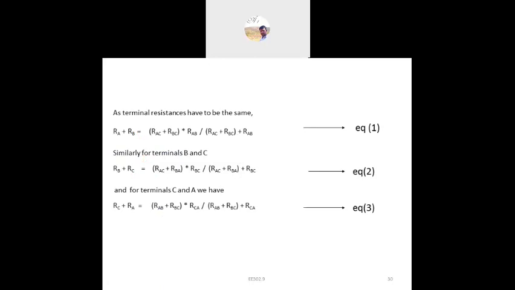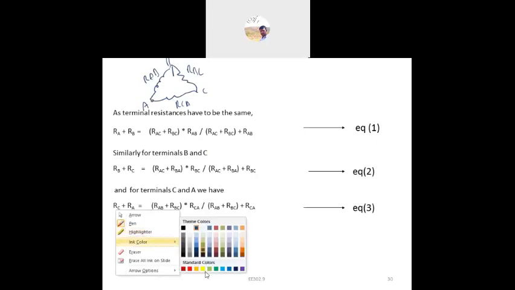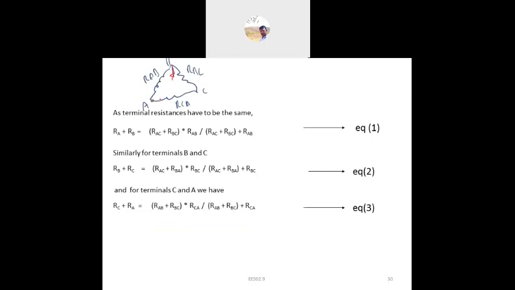Similarly for RB plus RC, we are assuming that here we have resistors. So this is RAB, RBC, RCA, note A, B, C. From this we are writing, this is RA, RB, RC.